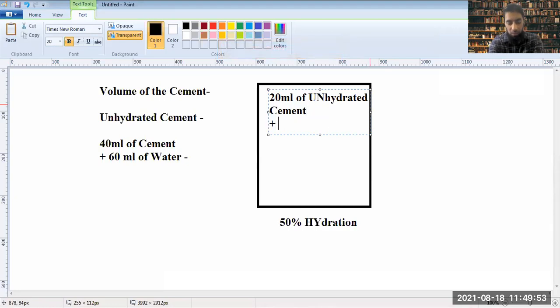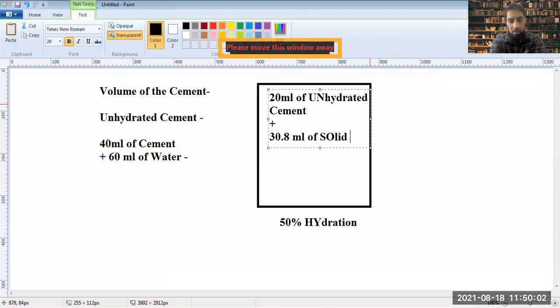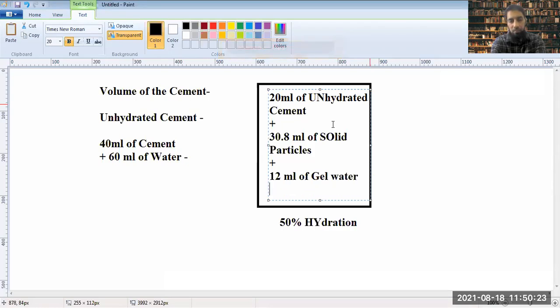Then we would have around 30.8 ml of solid particles. Now that means around 30-31% has undergone hydration. The cement particles have become solid. So although there is a change in the volume once the hydration happens, there is 12 ml of gel water, and apart from that we have 33.5 ml of capillary water.